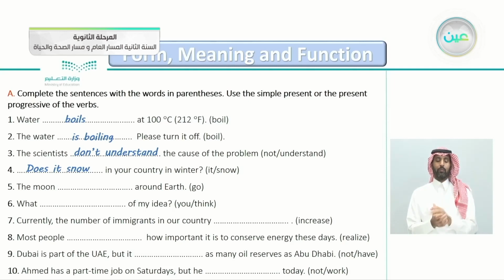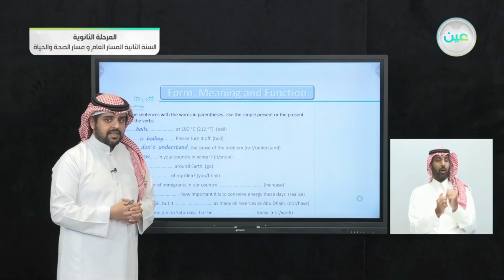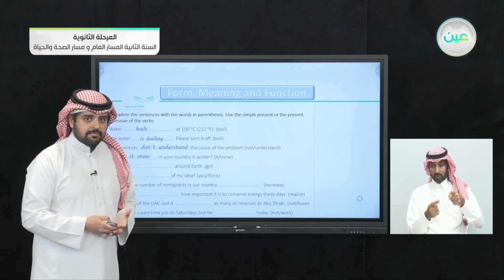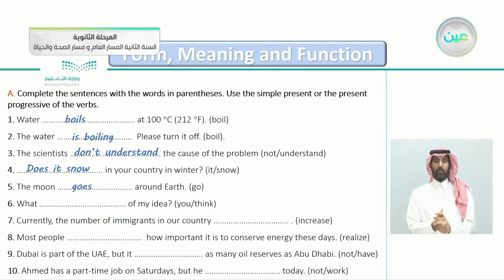Number five, the moon around the earth, and the verb go. So what's the answer here? You can say this is a routine. Yes, the moon goes around the earth. This is a routine for the moon.